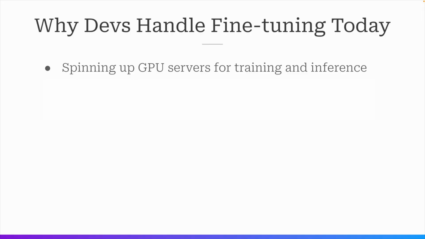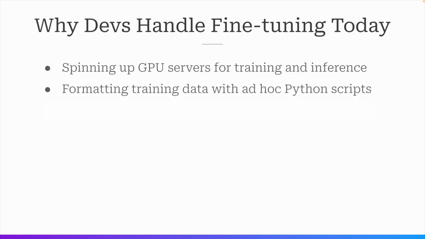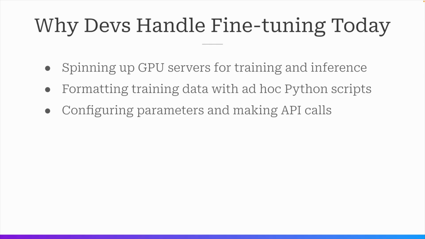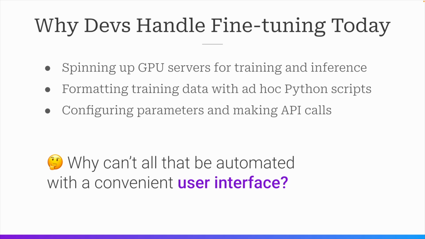Now, fine-tuning is kind of a dev job right now. Okay, let's be real. If you go online and you look up how to do fine-tuning, you can find articles that talk about how to spin up GPU servers for training and inference, and you've got to format your data with these ad hoc Python scripts and configure these parameters and then make API calls. It just looks like a dev job. But if you really break it down, why can't we just automate all of that with a user interface? Is that possible? It is possible.